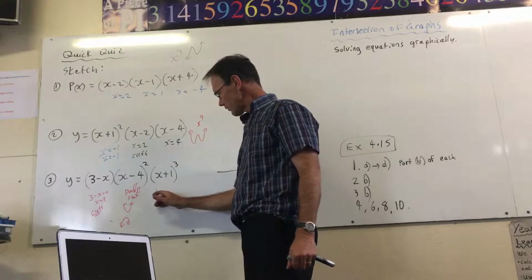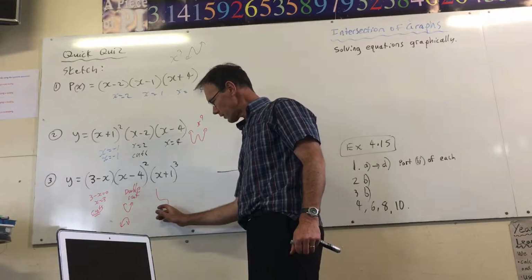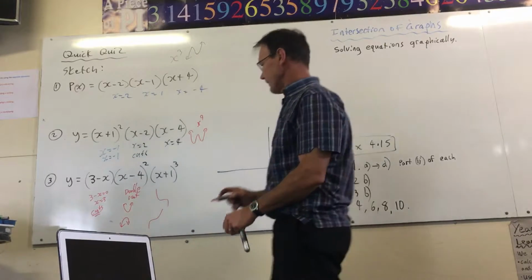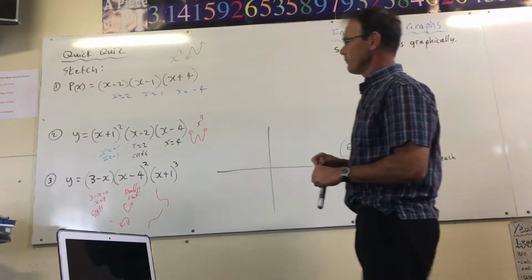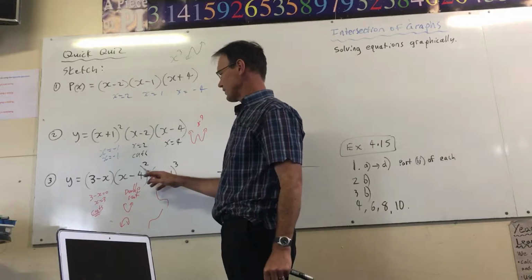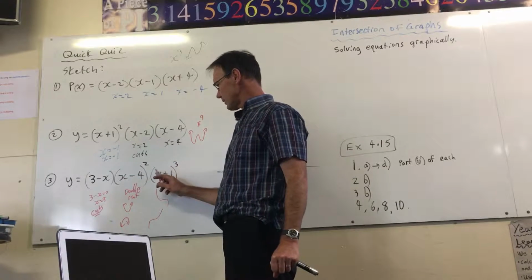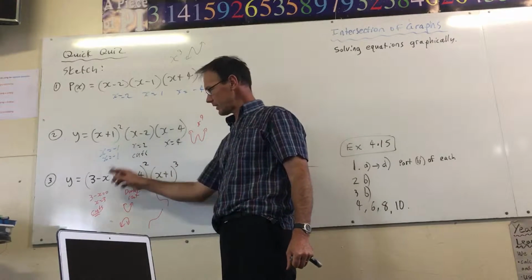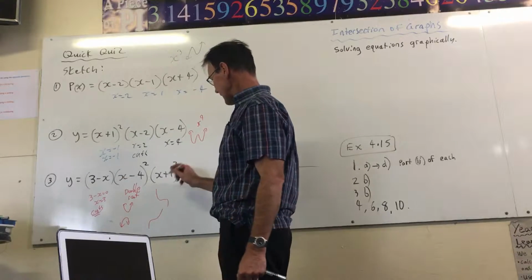And this one is a horizontal point of inflection. It flips over. Again, you don't know if it's going that way or that way. So let's consider the basic shape. What is the degree of this thing? x cubed times x squared, that's x to the power 5, times another one, it's x to the power 6. So this is an x to the power 6 graph.